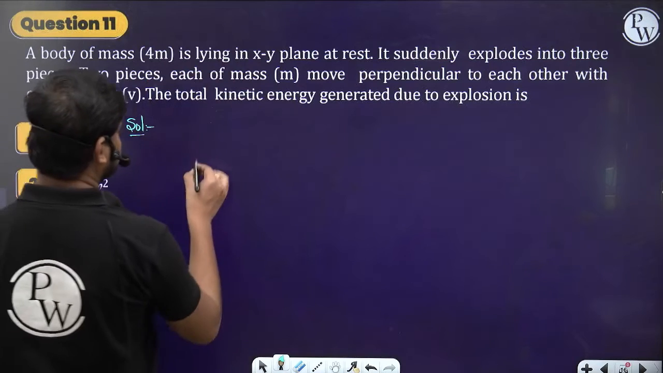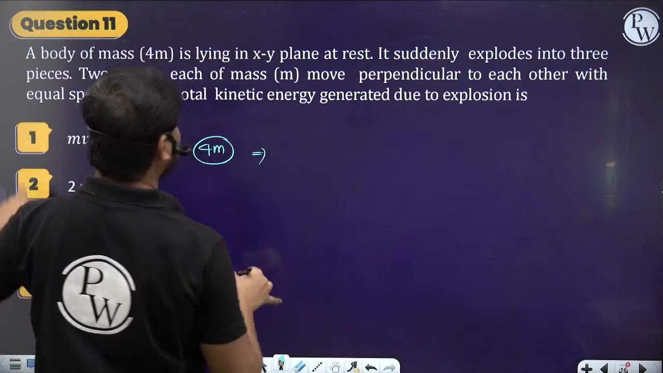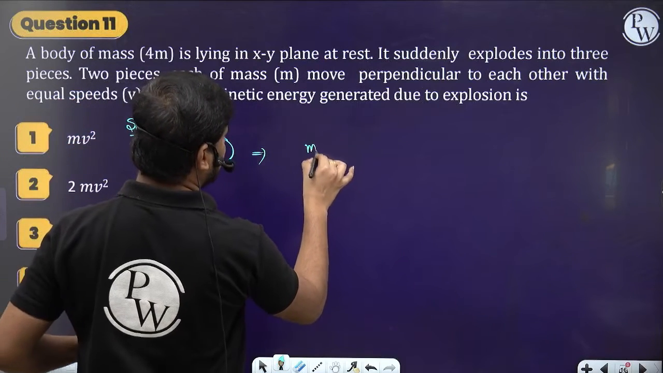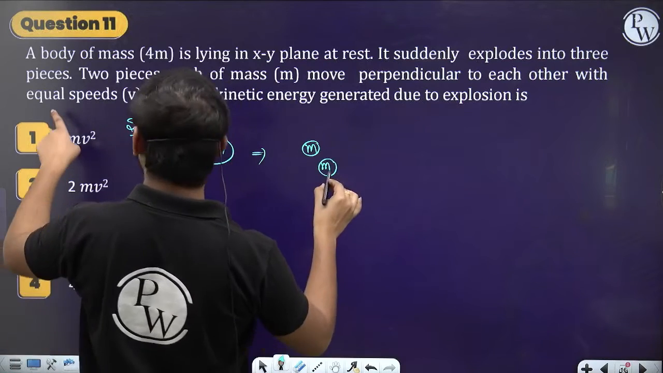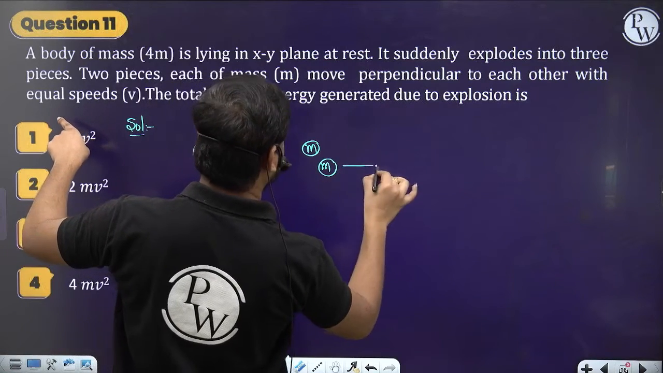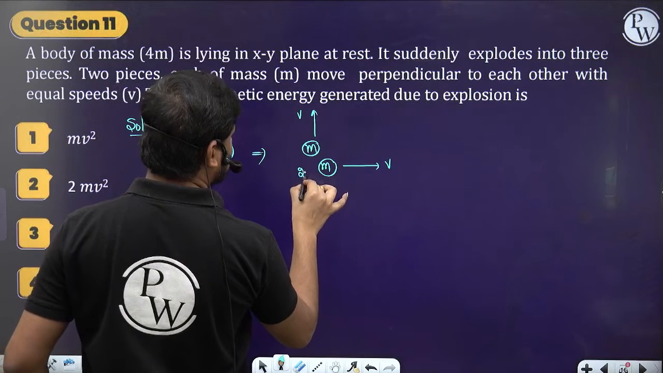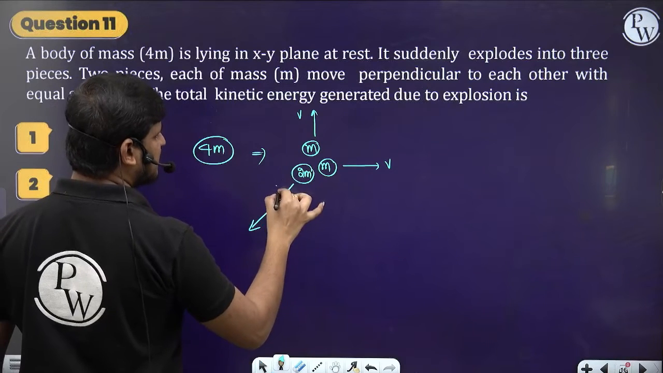Same kind of question. See here, this is of mass 4m. So then it divides into 3 parts. So 2 parts each of mass m and m. They move perpendicular to each other with speed v. So its speed is v and its speed is v. So obviously the third mass will be 2m. It should move in this direction. Let its velocity be v dash.